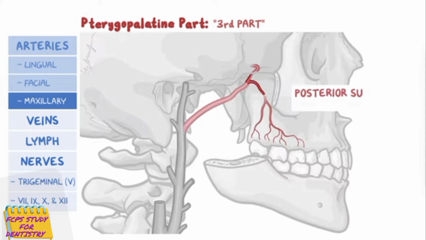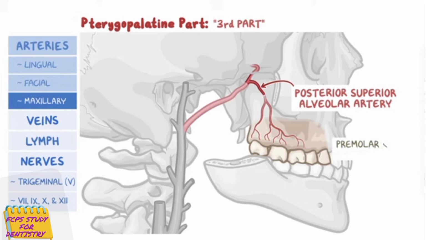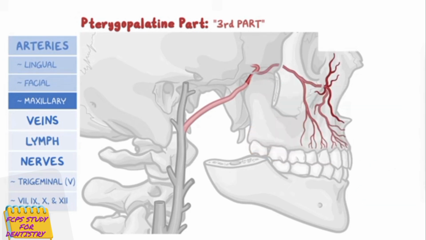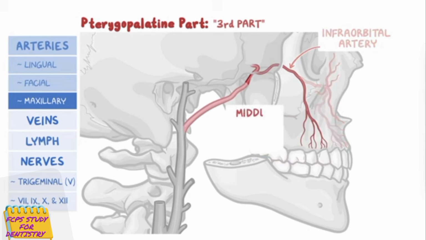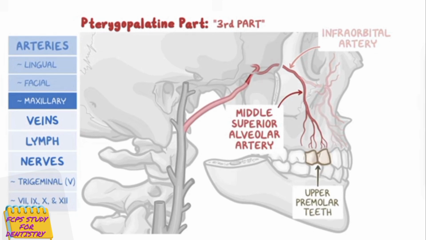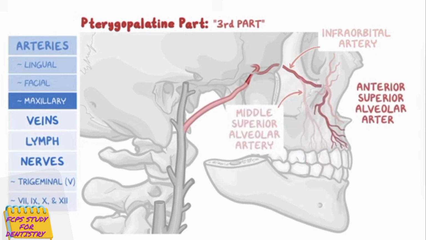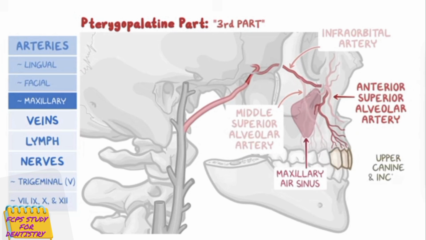The posterior superior alveolar artery further divides into 2 or 3 branches, which bore through the body of the maxilla and supply premolar and molar teeth, the maxillary sinus, and associated gingiva. The infraorbital artery gives 2 branches to the oral cavity, the middle superior alveolar artery to the upper premolar teeth, and the anterior superior alveolar artery to the maxillary air sinus and the upper canine and incisor teeth.